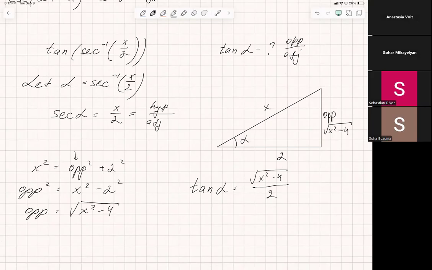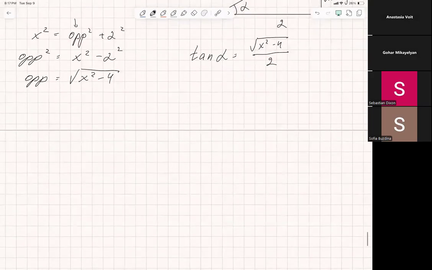And then there's another one that I wanted to show you. This one is a little bit different, so please be careful with that. Let me see.